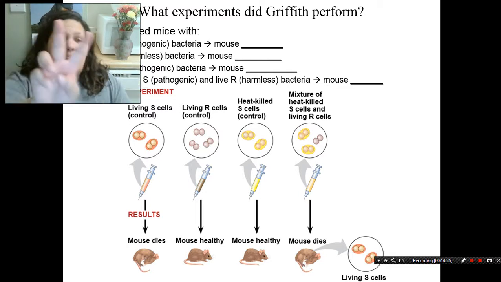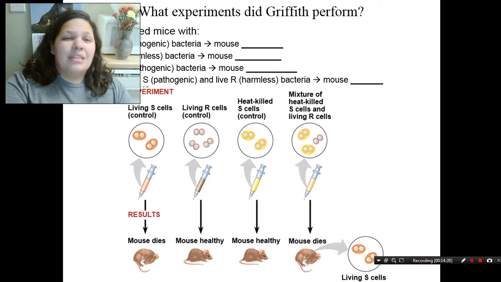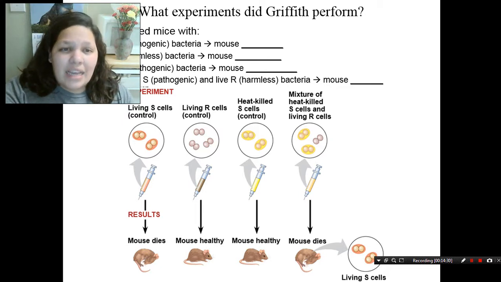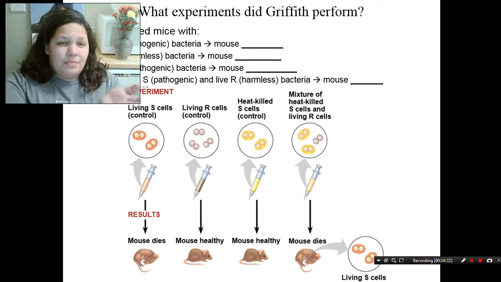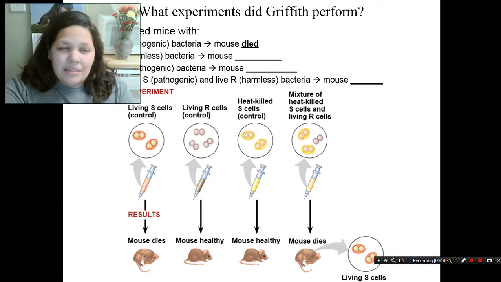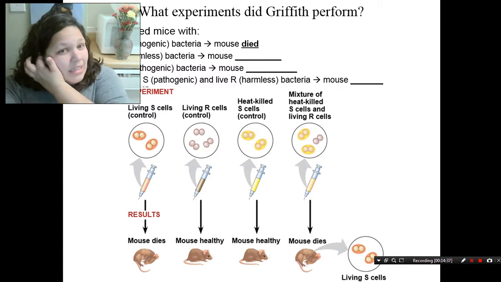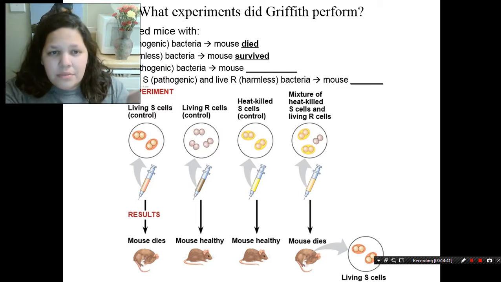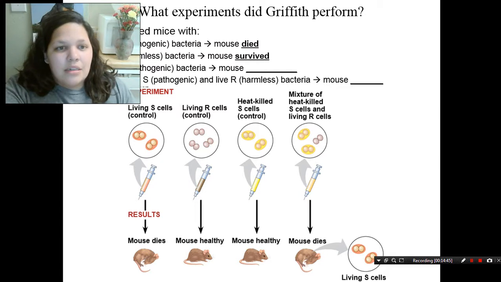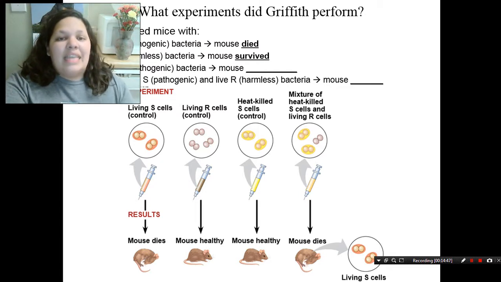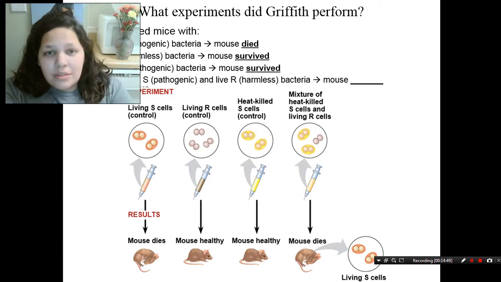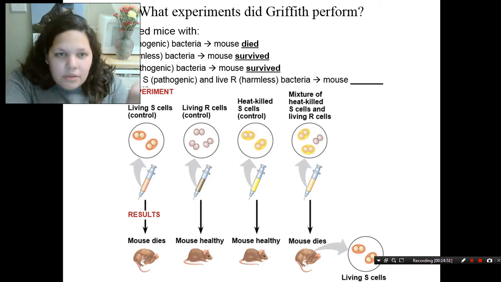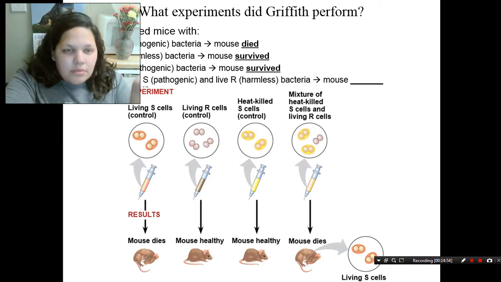So now we're on to the second experiment. Griffith injected mice with live bad bacteria, and they died. That's really sad. And then he injected mice with harmless bacteria, and of course they survived. I mean, that makes sense. It's not pathogenic. Then we took dead bacteria and put it in a mouse, and the mouse survived because all of the dead bacteria was, well, it was dead.